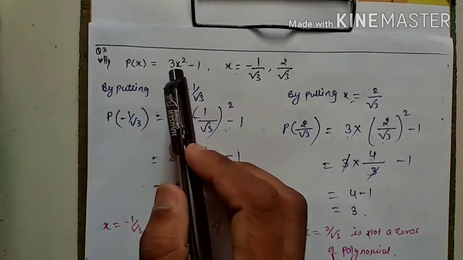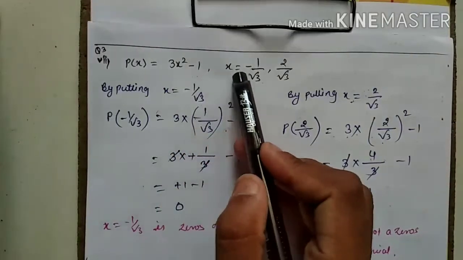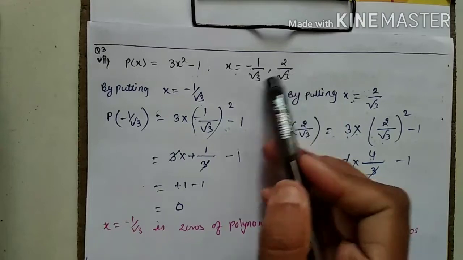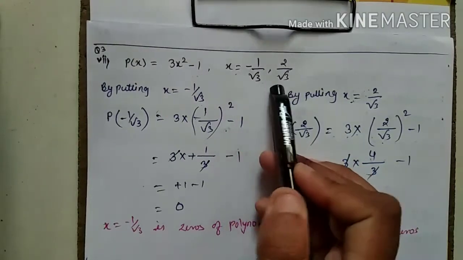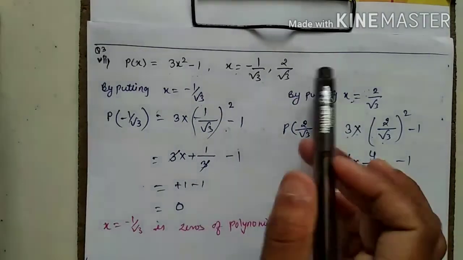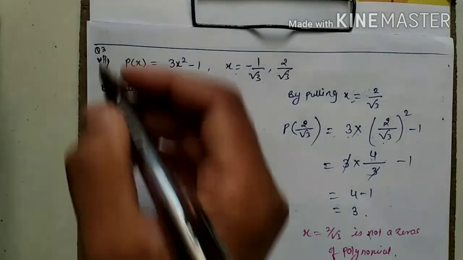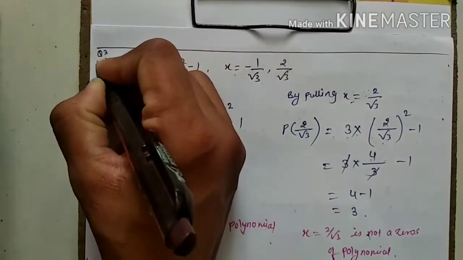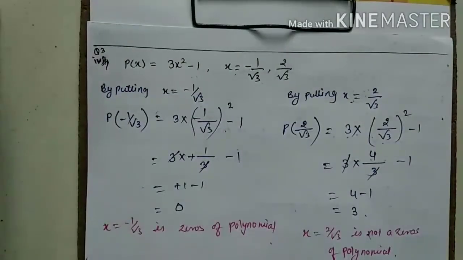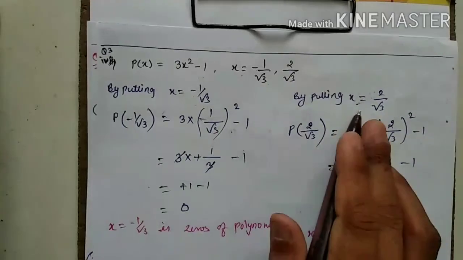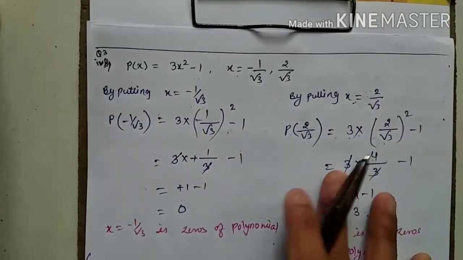P of x equals to 3x square minus 1, x equals to minus 1 by root 3, comma 2 by root 3. So I have to put these 2 values, 2 times, to find whether they are zeros or not. Same as the third question, I just applied. Okay, this is the fourth question. Now, first I will put x equals to minus 1 by root 3. Then I will put x equals to 2 by root 3.